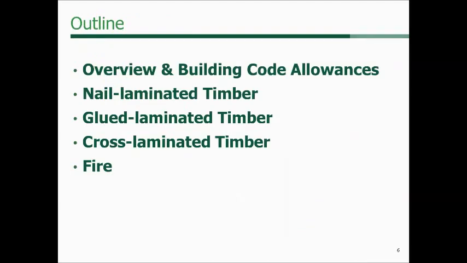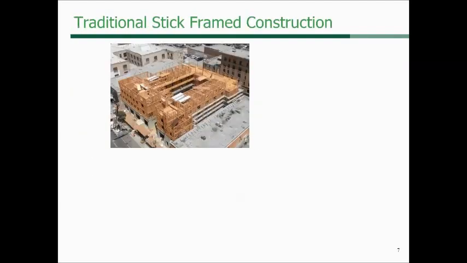Now, to give you an idea of how we're going to work our way through the presentation, first we'll talk about an overview of building code allowances and a little bit about wood construction. Then we'll get into nail-laminated timber, which has actually been around for quite a long time. And then Lori will pick up with glue-laminated timber and cross-laminated timber, and then I'll follow up with the fire portion of the presentation. And so, first off, overview and building code allowances.